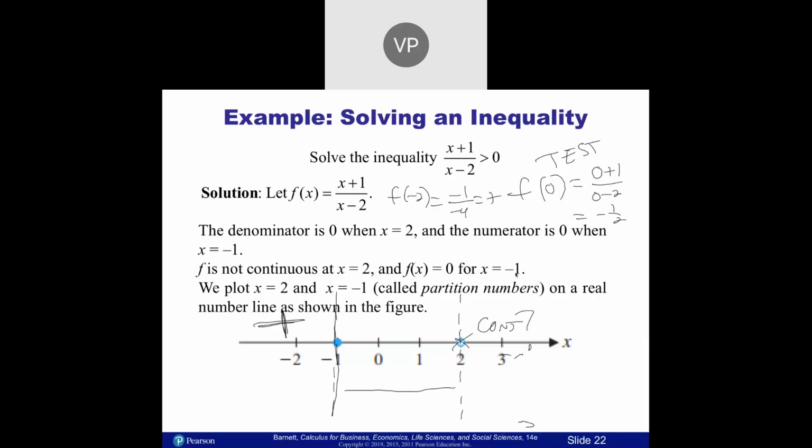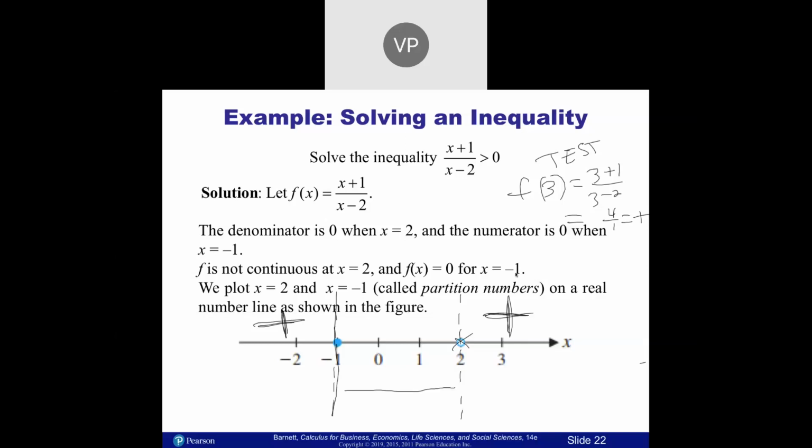And then our last thing is we're going to test something in the right side. Anything bigger than 2. So my suggestion is pick the first whole number you see and plug that in. So let me just plug in 3, testing this right side. I get a 3 plus 1 over 3 minus 2. That gives me a 4 over 1. And like I said, all you care about is what's the sign. So everything on the right side of this, the right section I should say, is going to be positive.